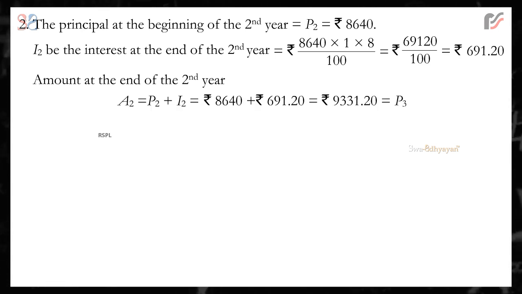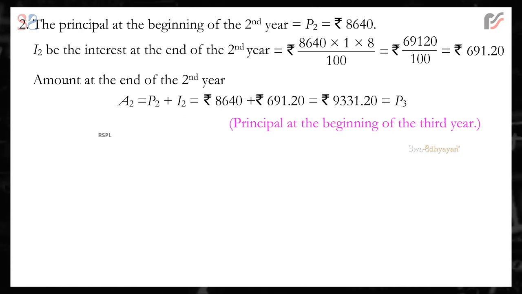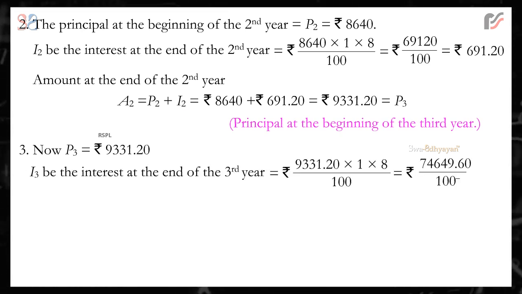Amount at the end of the second year, A2 = P2 + I2 = Rs 8,640 + Rs 691.20 = Rs 9,331.20 = P3. Principal at the beginning of the third year. 3. Now, P3 = Rs 9,331.20.